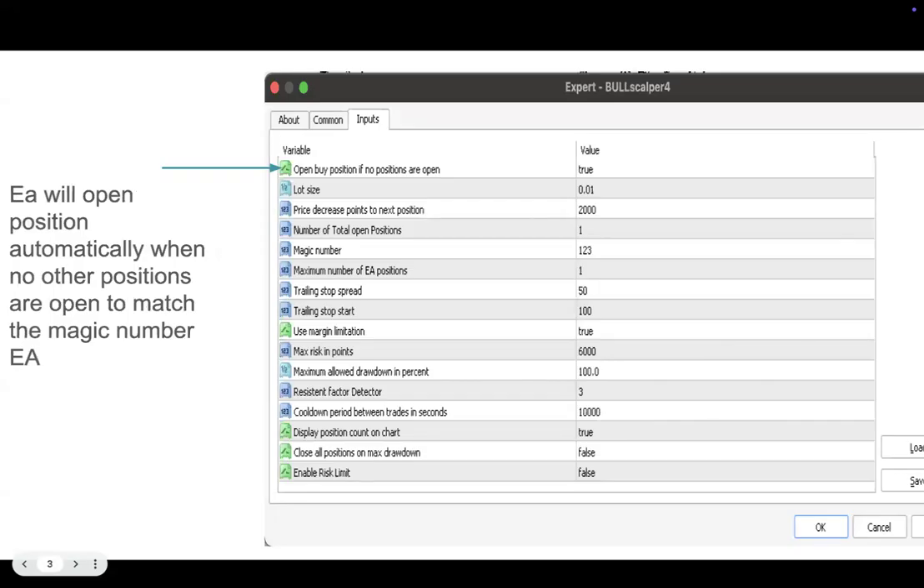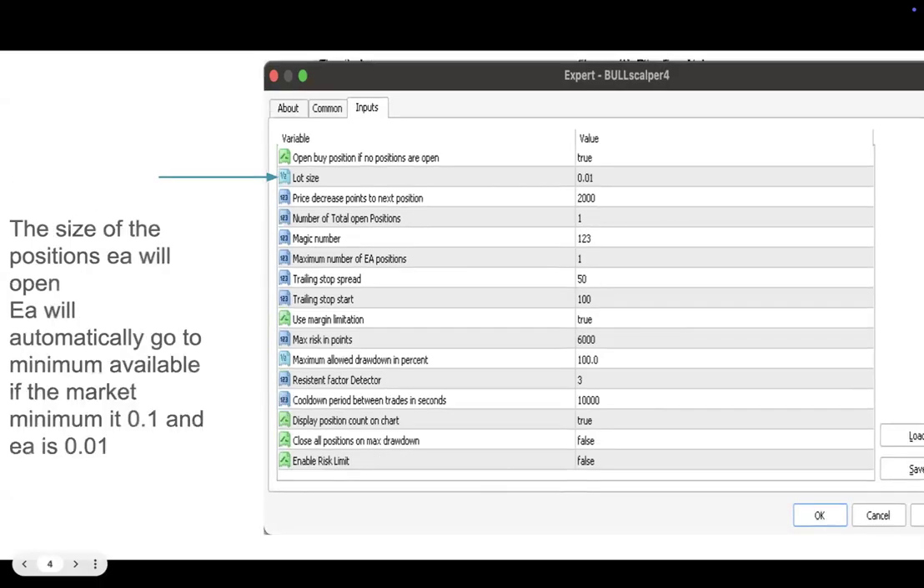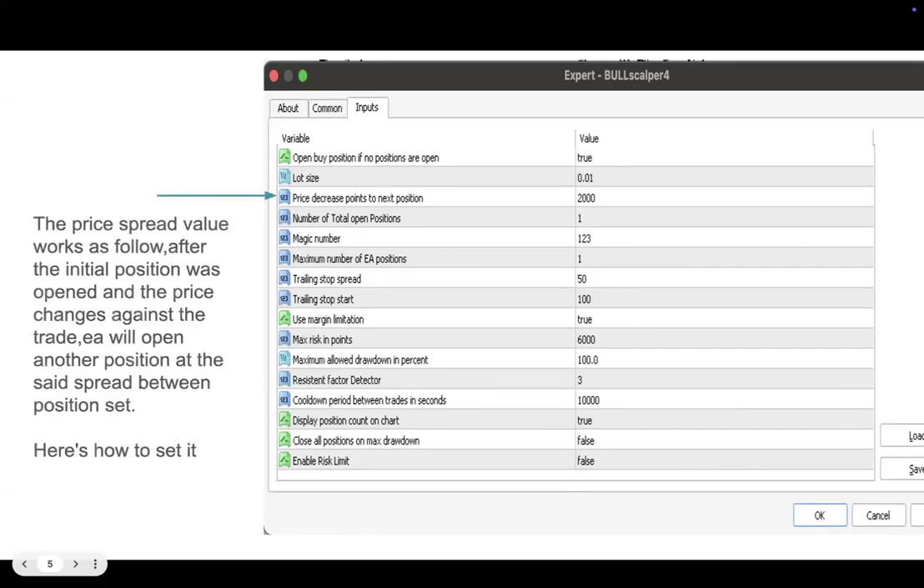If no positions are open, the EA will open a position automatically when no other positions are open to match the EA number. That means if you have a manual one, it will open one of the EA one. So, lot size, the size of the position, of course. The EA will automatically go to the minimum available if you are under. So, the price decrease position to the next point.